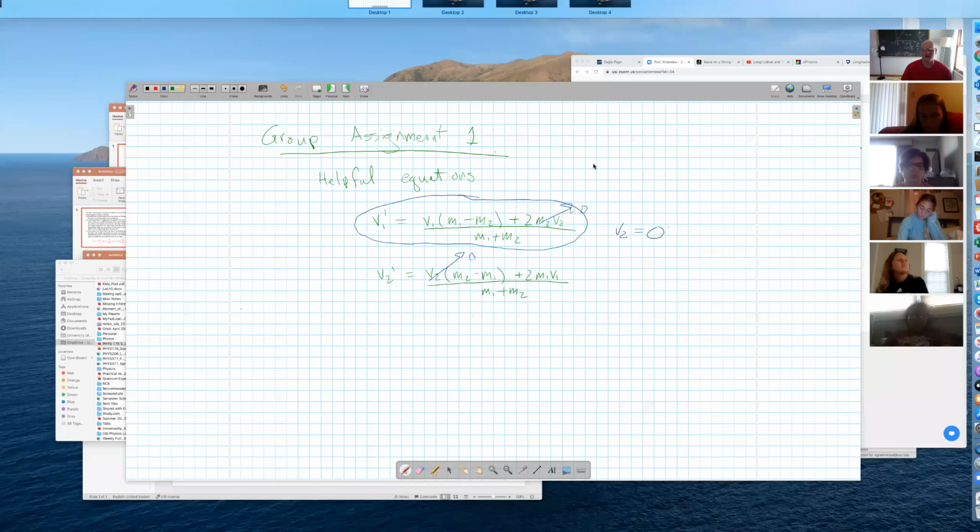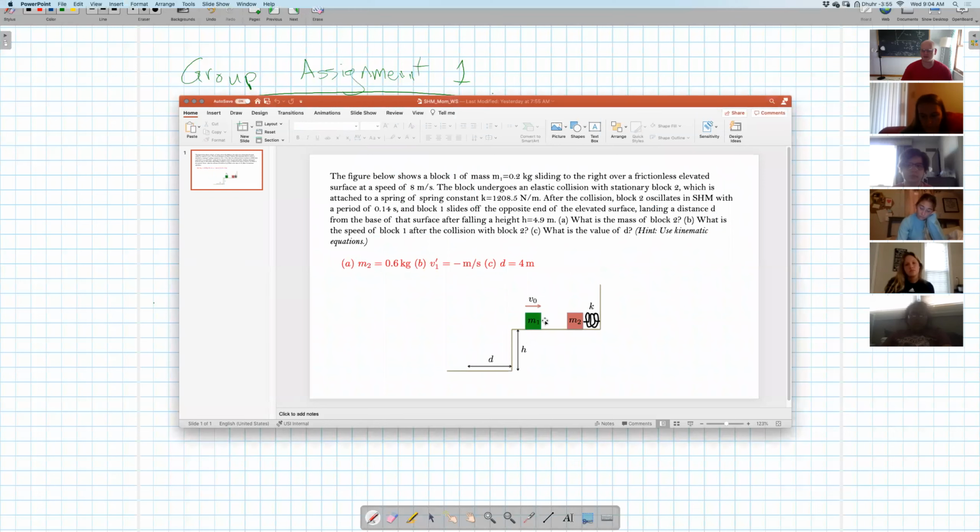So again, let's go back to the question. This one's moving to the right at 8 meters per second, makes an elastic collision, and is then going to fly off in the opposite direction. So after the collision, it's going to move to the left. We want to know how fast it's moving, and then how far it goes under projectile motion. Again, this thing is oscillating back and forth with a period of 0.14 seconds, and we want to know the mass of m2 because we need that to determine the velocity v1 prime here.